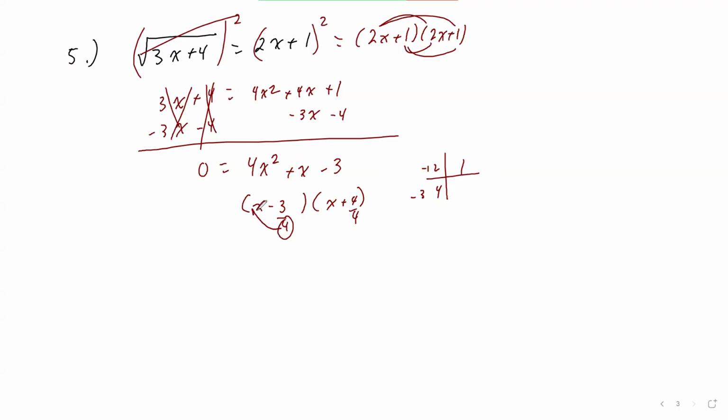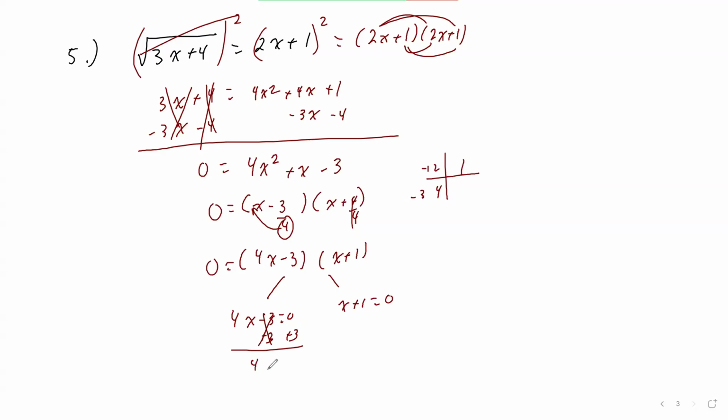Can't simplify, so the 4 goes over here. So this is 4x minus 3. That becomes 1, so it's going to be x plus 1 equals 0. I factor this out. So 4x minus 3 equals 0. X plus 1 equals 0. Add 3. So 4x equals 3, divide by 4. So x equals 3/4. And this one's -1.